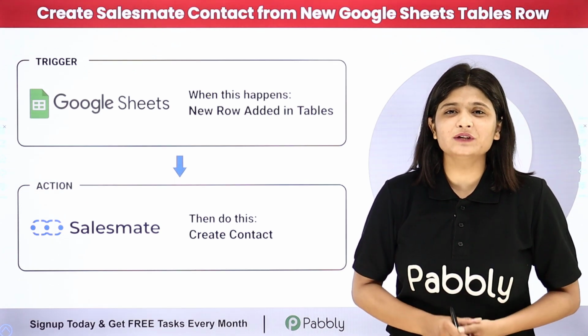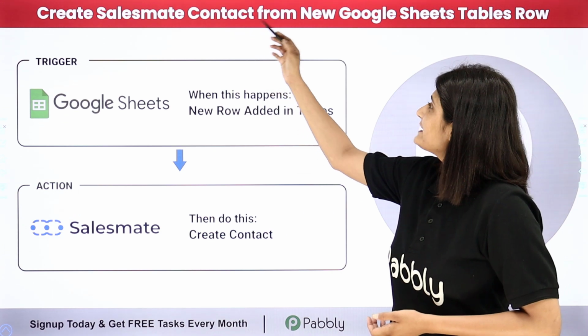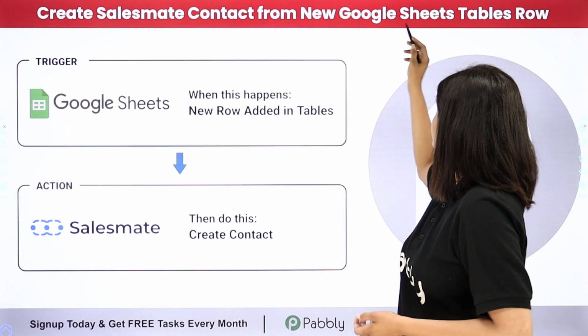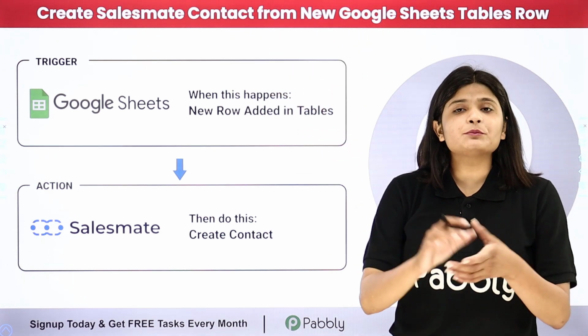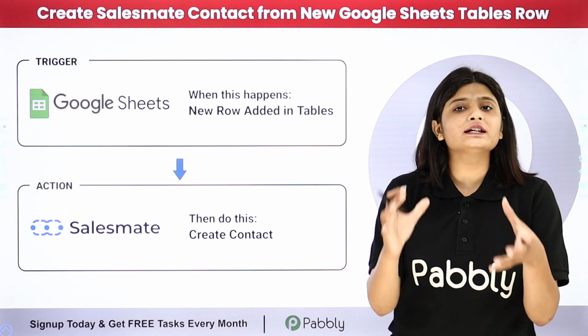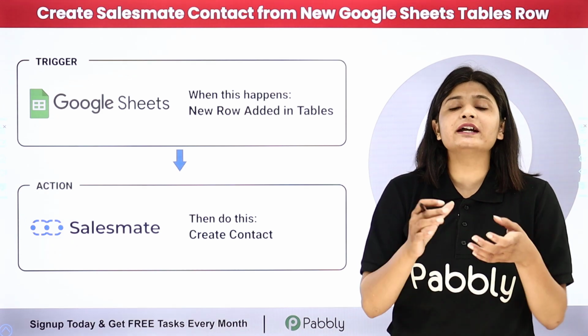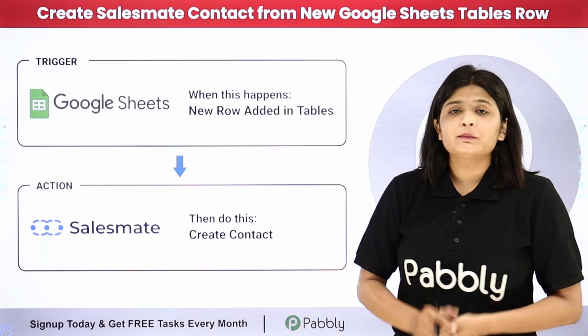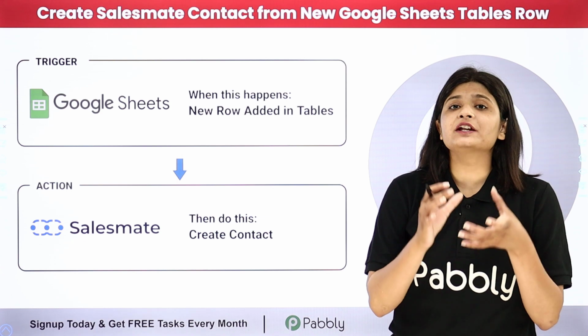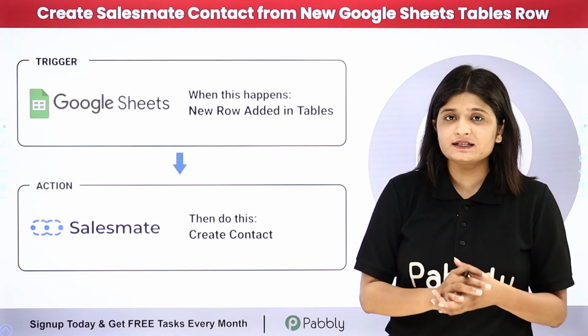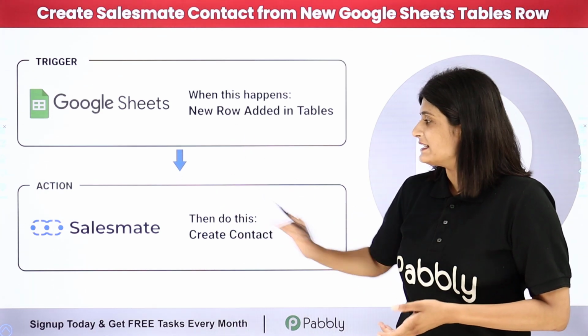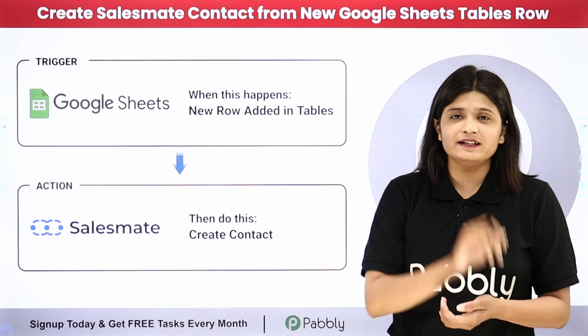So in this video, we are going to learn how to create Salesmate contact from new Google Sheets tables row. Let's suppose my sales team is collecting all the customer information in Google Sheets tables and then we are manually creating contact in Salesmate. But now we want that as soon as we add a new detail in the Google Sheets tables, it is automatically sent to Salesmate and the contact is created there.